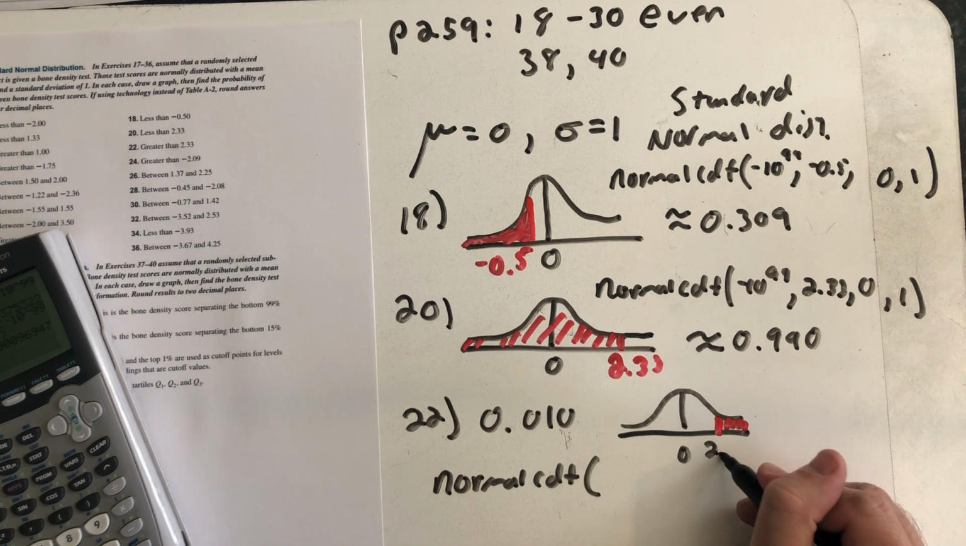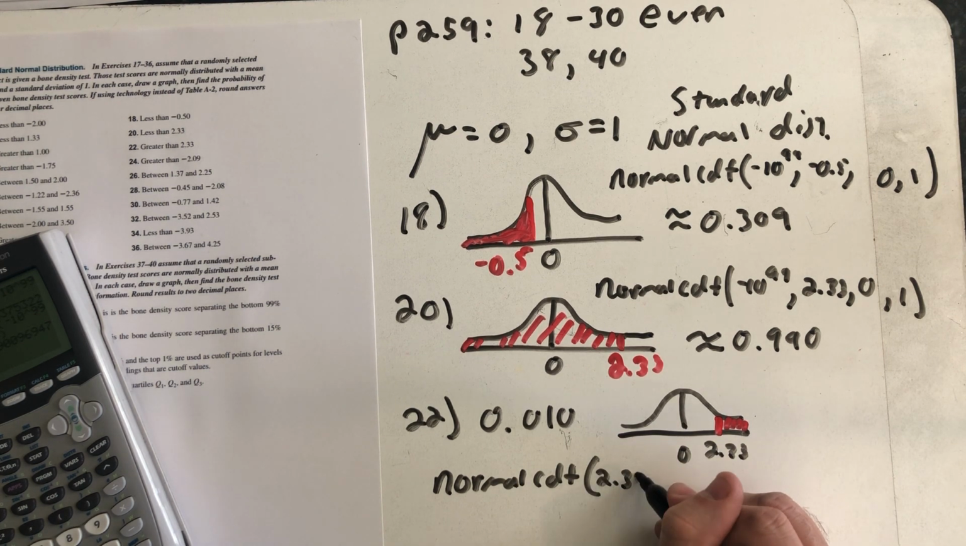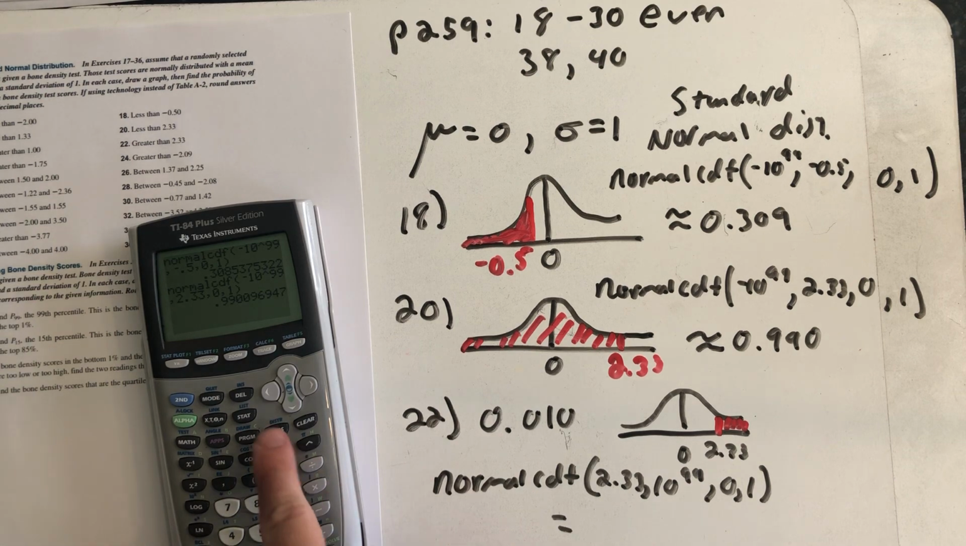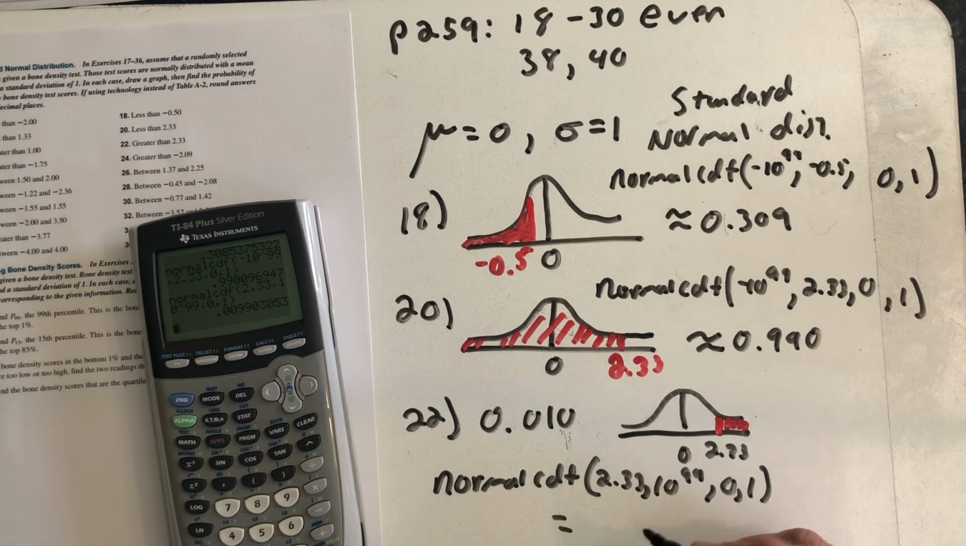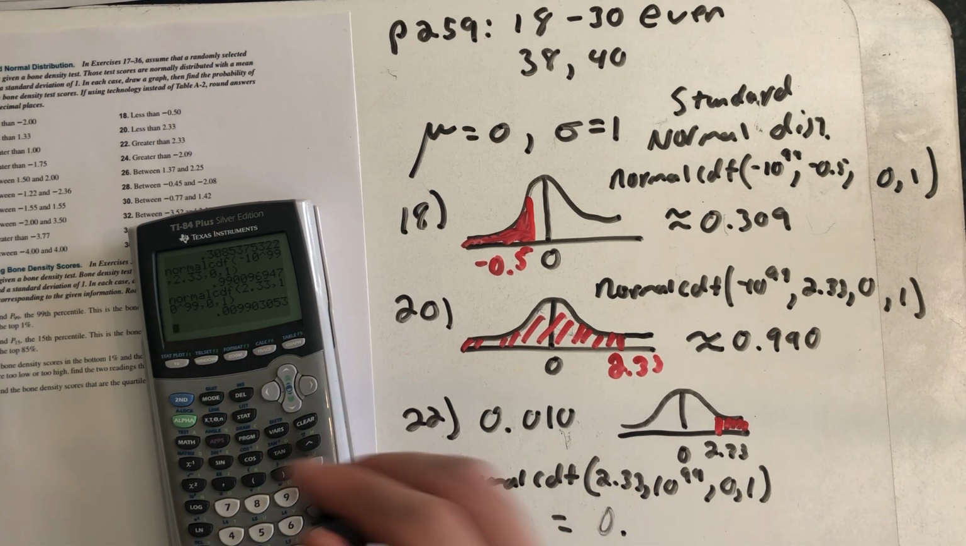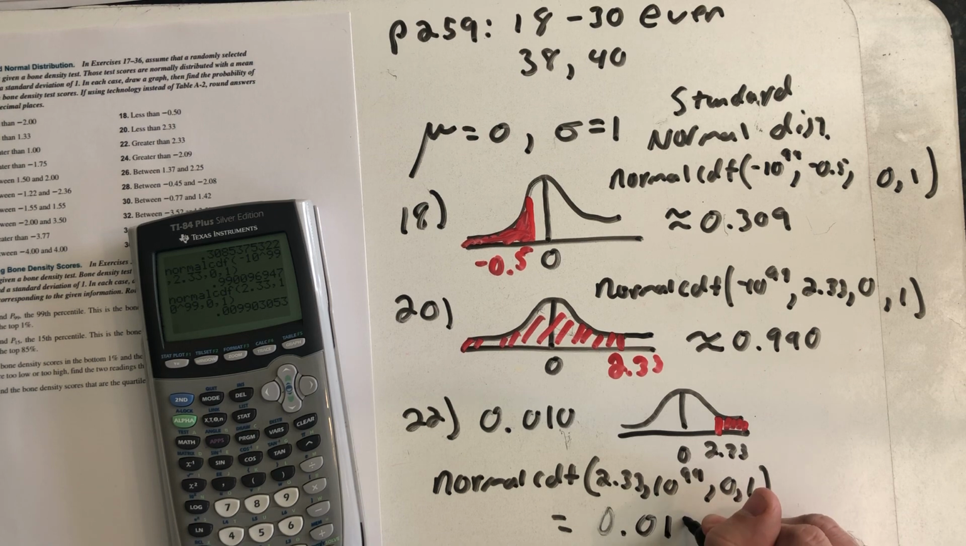So this time, I start at 2.33 and I'm supposed to go all the way to the right. So back into the distribution menu. 2.33, comma 10 to the 99, comma the mean, comma the standard deviation, 0 and 1. And there I have it, 0 point. And when I round to match that one to 3 decimal places, I get 0.010. All right, so the thought process we had before seems to work out just fine. Let's move on to 24.